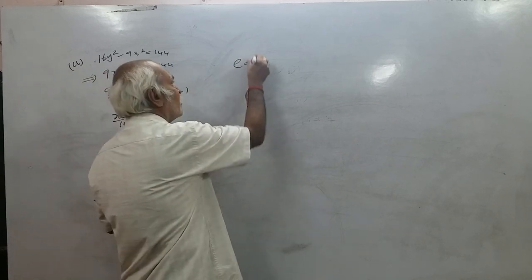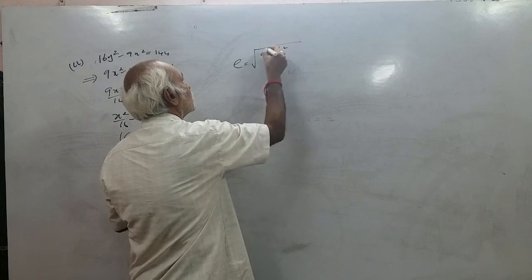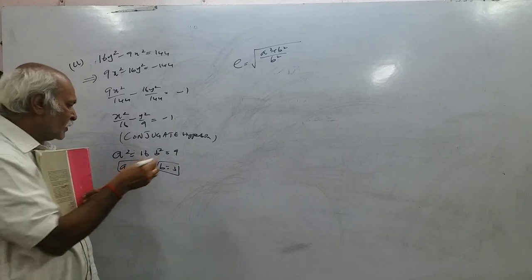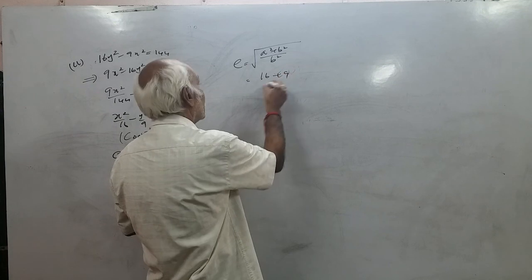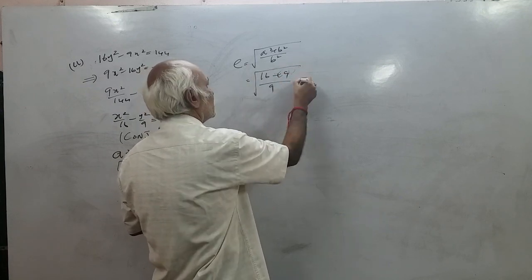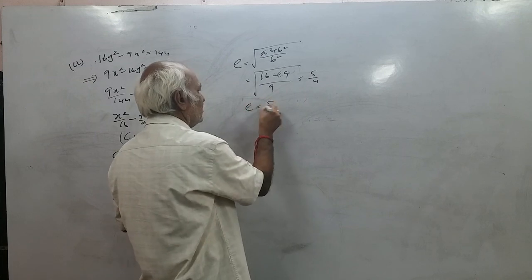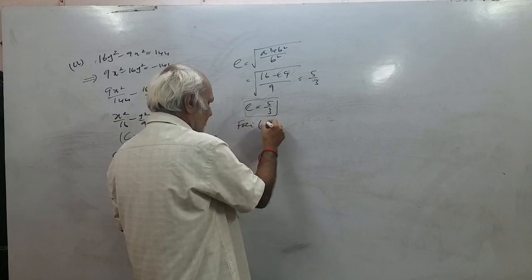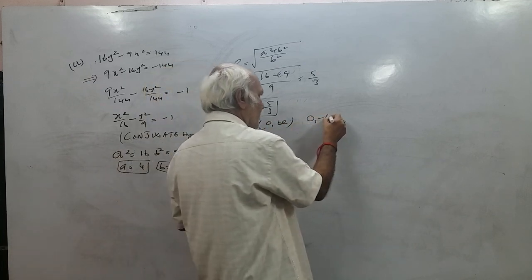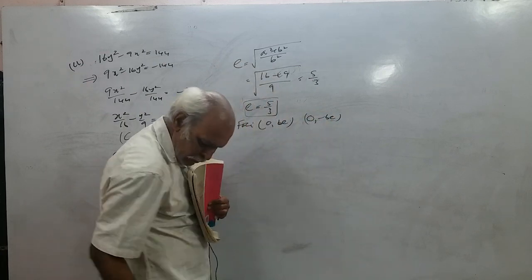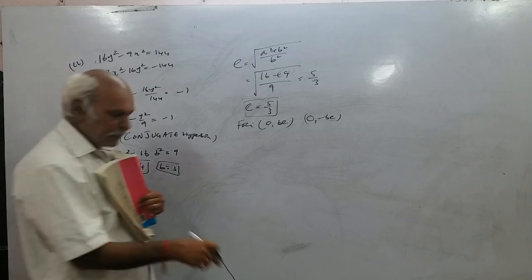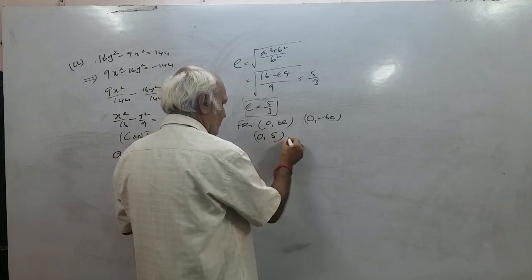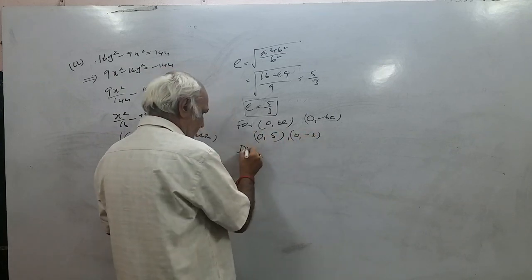Now the e formula will change, by b square. What is the formula? a square plus b square by b square. So what will happen? 16 plus 9 by 9, that is 25 by 9. So e value is 5 by 3. Now what is the foci? 0 comma be, 0 comma minus be. So 0 comma, b value is what, sir? 3. 3 into 5 by 3 means 5. So 0 comma 5 and 0 comma minus 5.